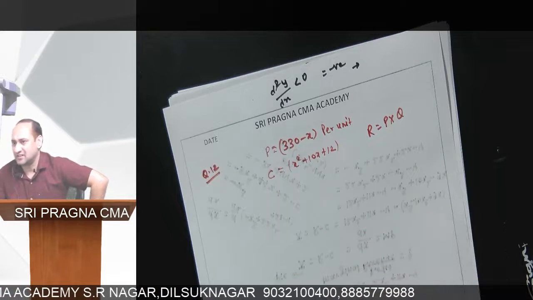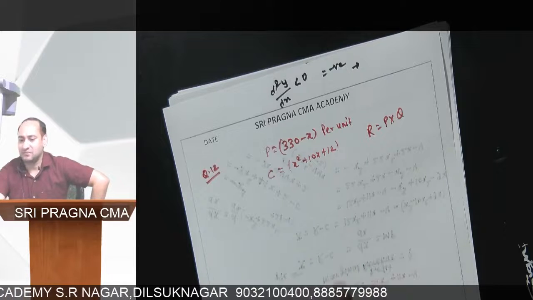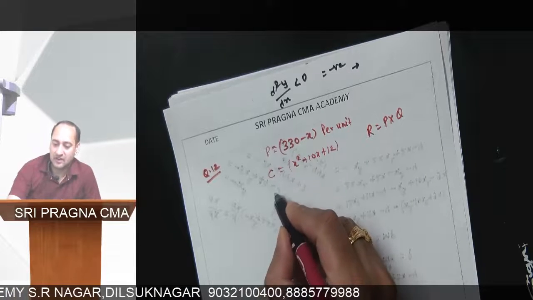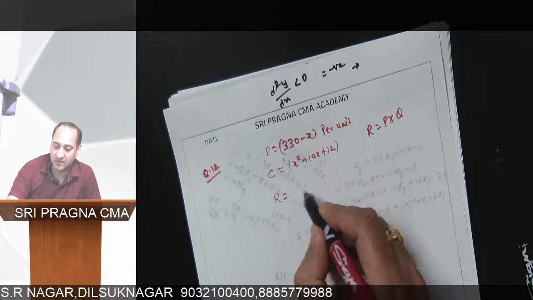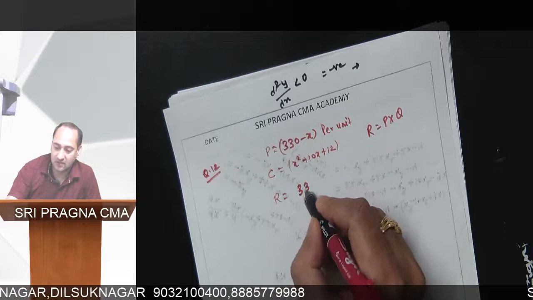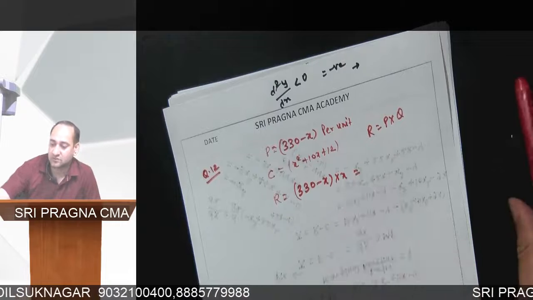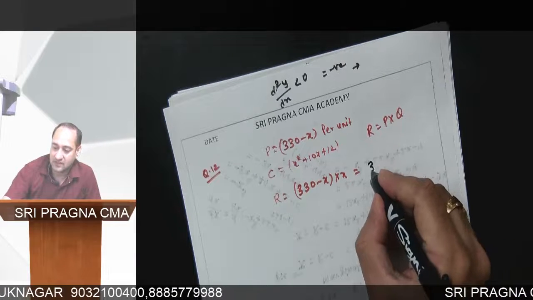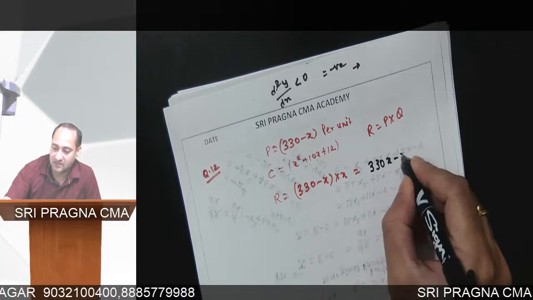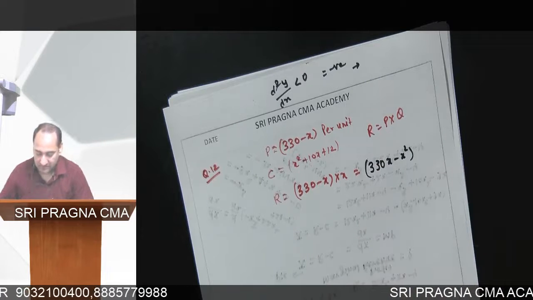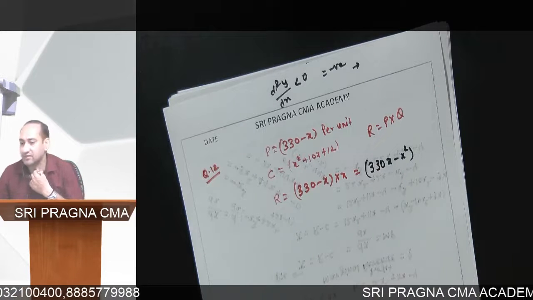Revenue is standard costing. You might have read it like this, huh? Price into quantity. Simple. So what we are going to do? Revenue is equal to 330 minus X into X, right? So you will get 330x minus x square. Is it clear to all of you? Comfortable? Let us move on.